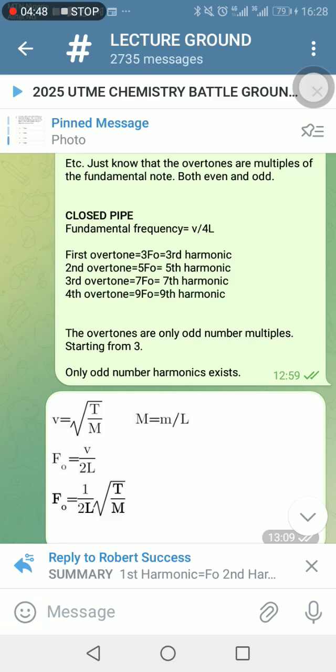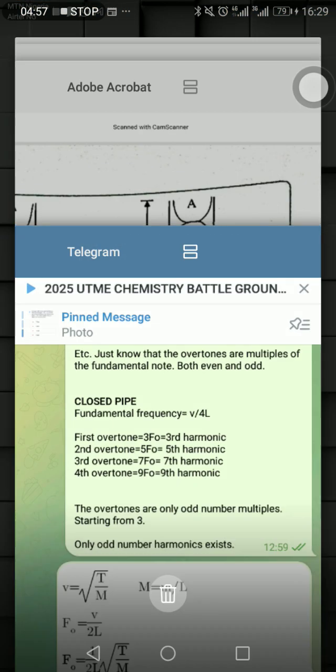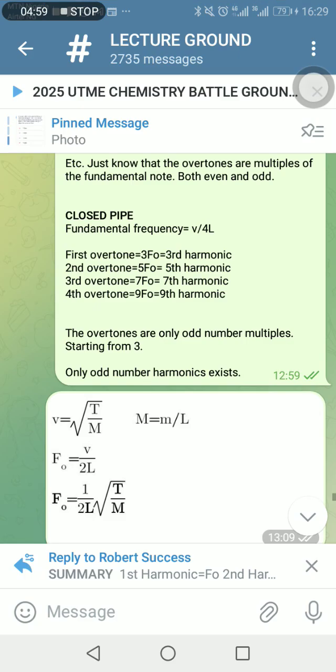So the first overtone is 3 times the fundamental. The second is 5 times. The third is 7 times. The fourth is 9 times. Just like that, odd numbers. Do you get? So which particular overtone was spoken about in the question?